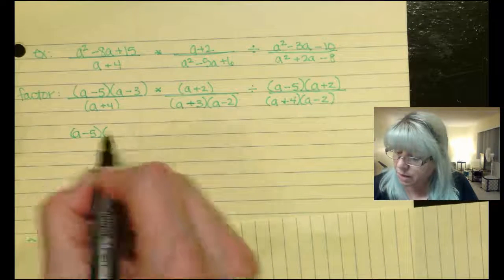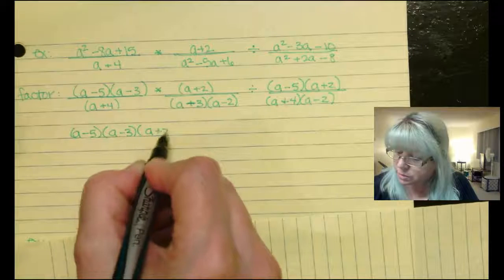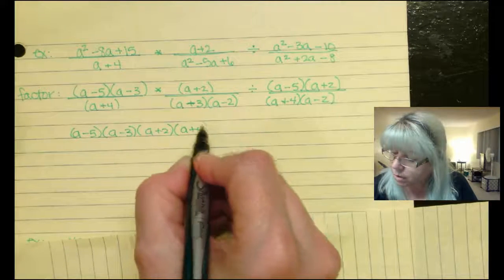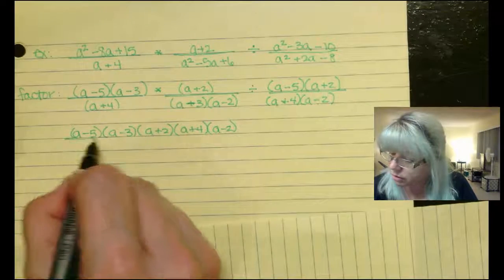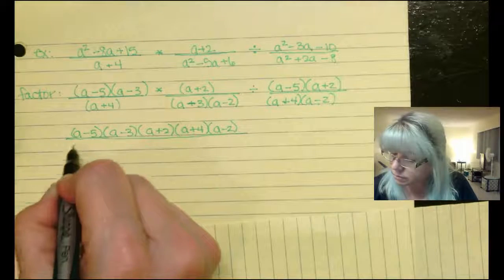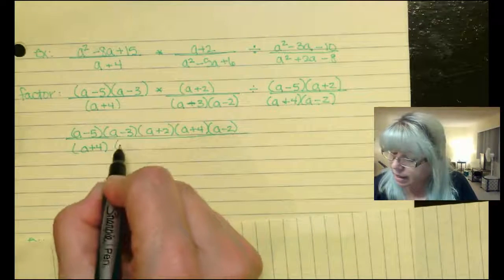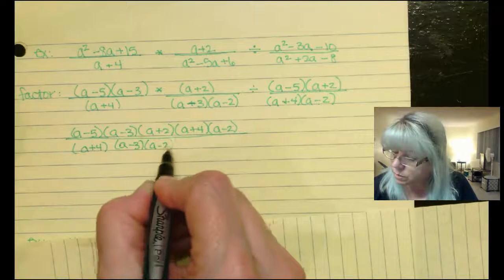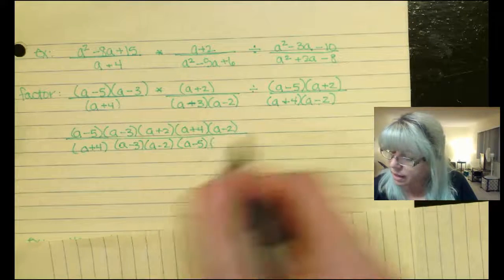A minus 5, a minus 3, a plus 2, times the reciprocal, a plus 4, a minus 2, all over a plus 4, a minus 3, a minus 2, a minus 5, a plus 2.